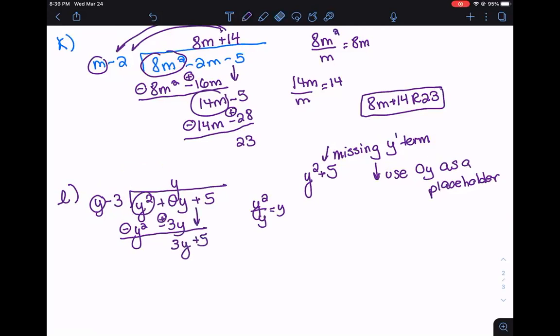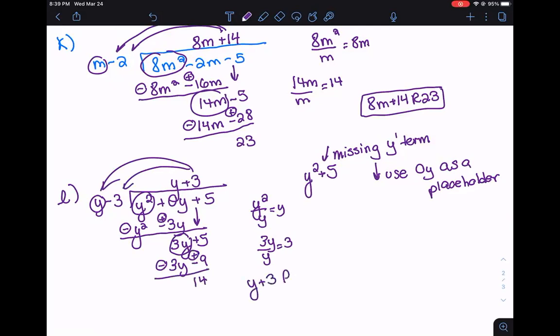So if you forget to put the missing terms, is it a big deal? No. But if there are missing terms, like more than one, then that can potentially be an issue. 3y divided by y is going to be 3. 3 times y, and 3 times negative 3 is negative 9. Negate, negate. 14 is my remainder. So y plus 3, remainder 14.